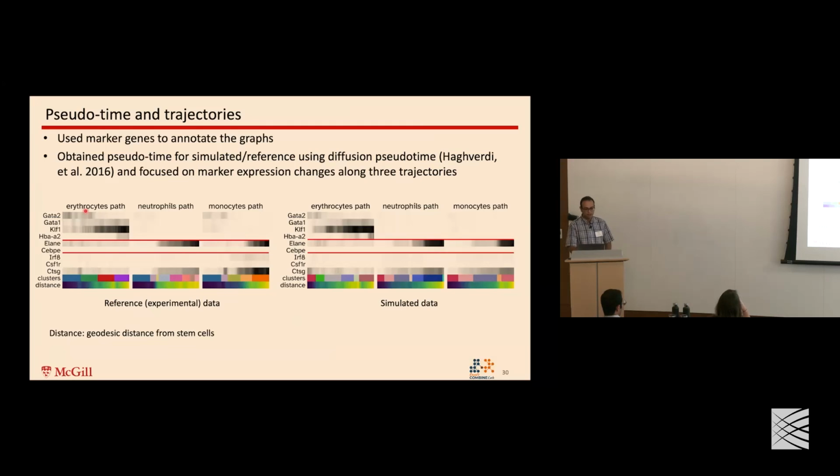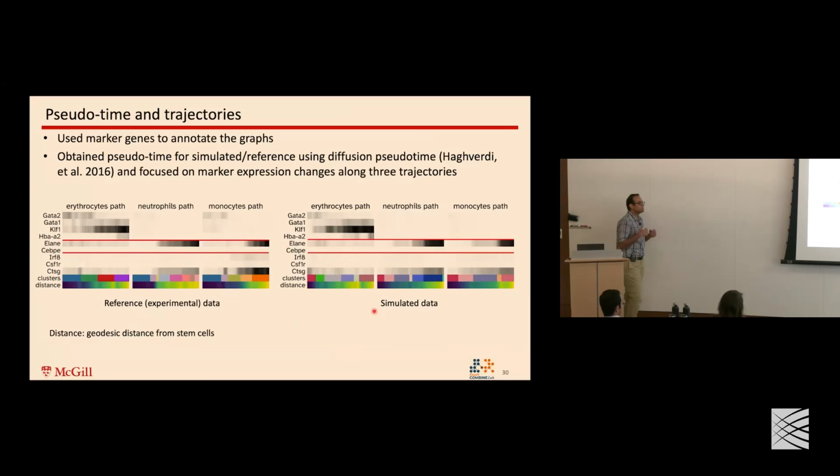So we identified 3 paths: erythrocyte, neutrophils, and monocytes. And then we looked at their markers. And on the left, you can see the behavior of the markers on the experimental data. And on the right, you can see them on the simulated data. And again, you can see a very high degree of similarity in how these different markers are getting activated in the pseudotemporal axis. And again, similarly for the markers of neutrophils and also markers of monocytes.